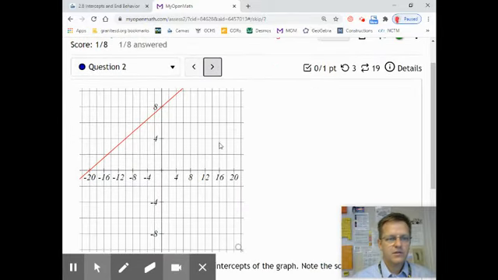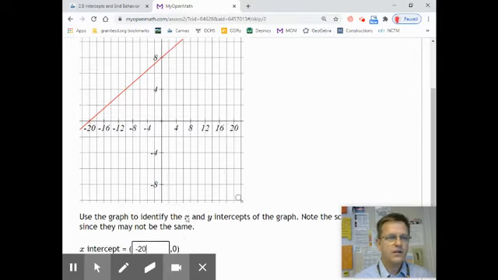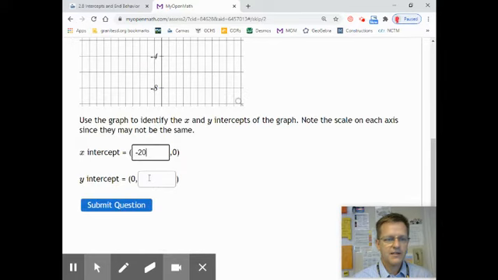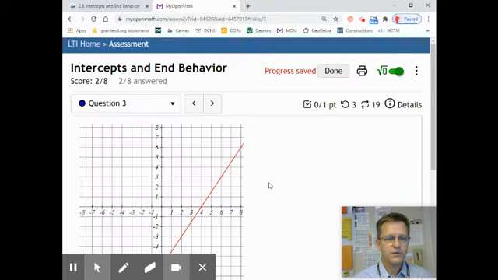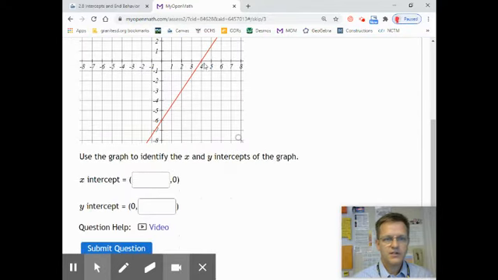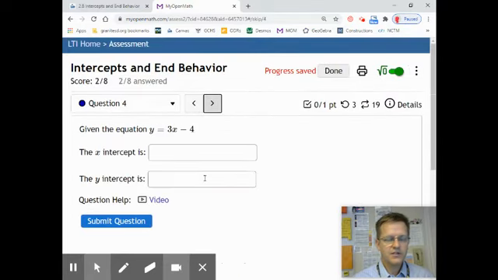How about this one? Where are the x and y intercepts? So the x-intercept, I think we can see clearly it's at negative 20. And the y-intercept is at 8. Cool. Let's go to the next one. X-intercept looks like it's at 4. Y-intercept looks like it's at negative 6. How about this one? All right.